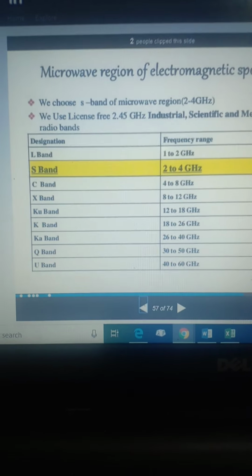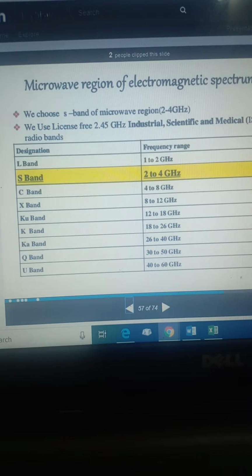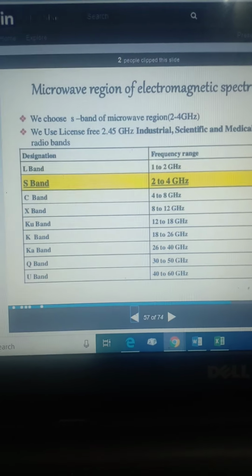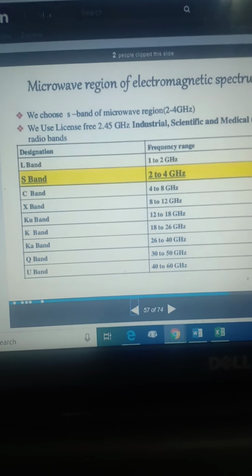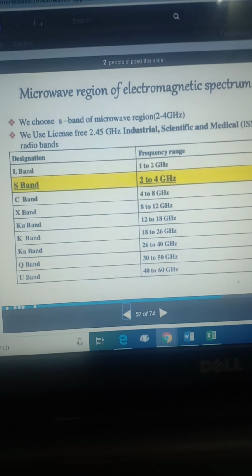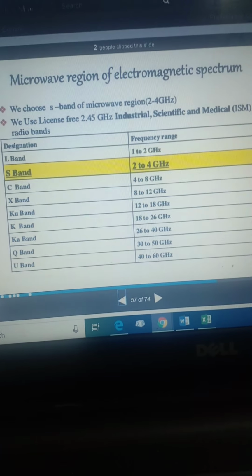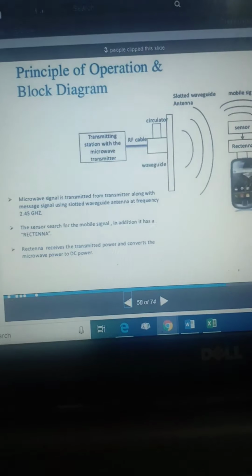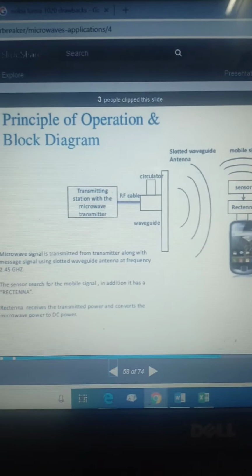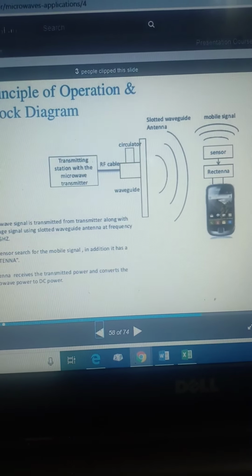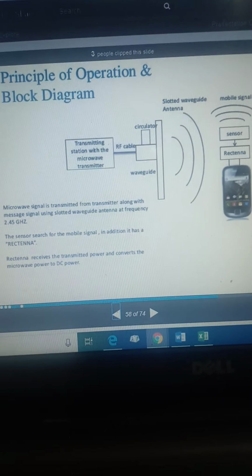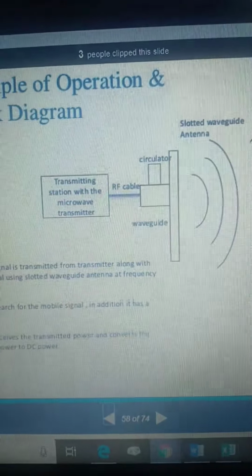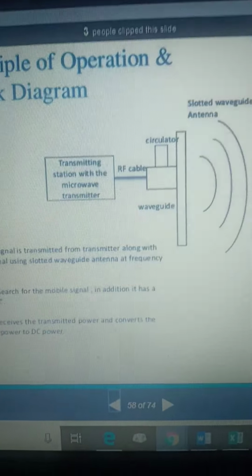Here, in the microwave region of the electromagnetic spectrum, the S-band is chosen for operation. S-band frequency, 2 to 4 gigahertz, is chosen as the microwave operating frequency. Let us see in detail how it works. That is the charger using microwaves. Here the diagram shows a transmitting station with the microwave transmitter.